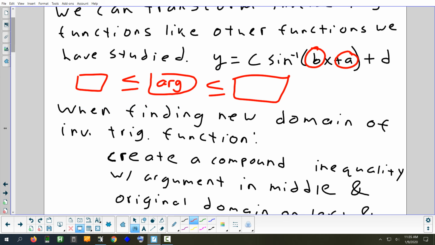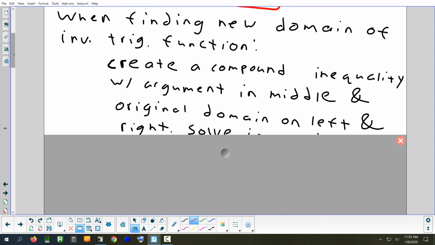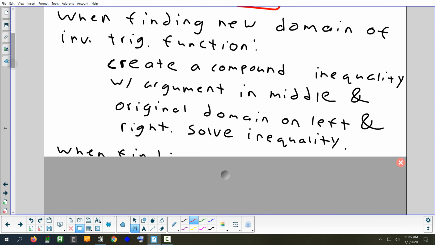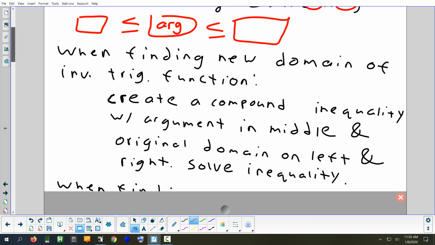On the left and on the right is the original domain. That's what we just did in the notes. So to find the new domain of an inverse trig function, put the argument in the middle. That's what's in the parentheses. And put the original domain on the left and on the right. Small number on the left, big number on the right.